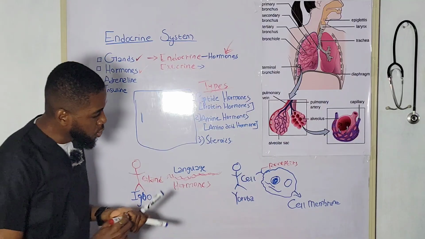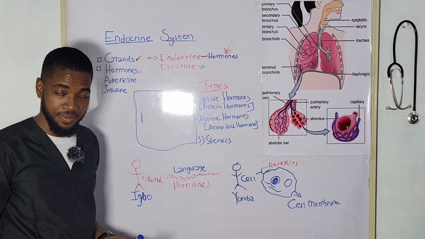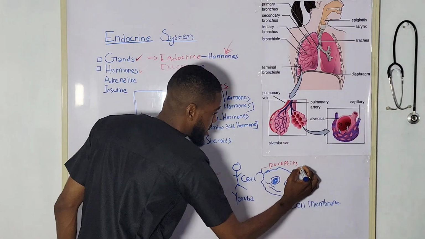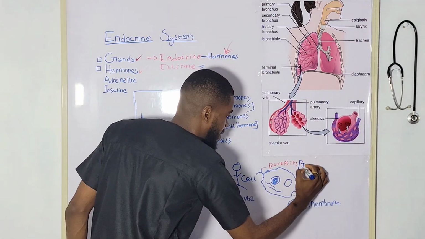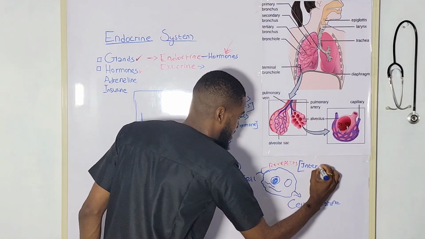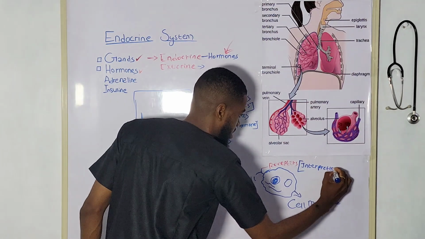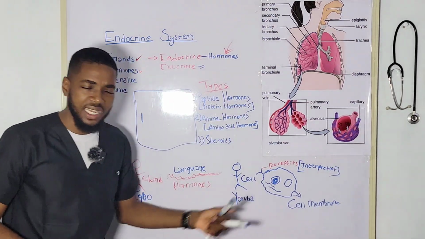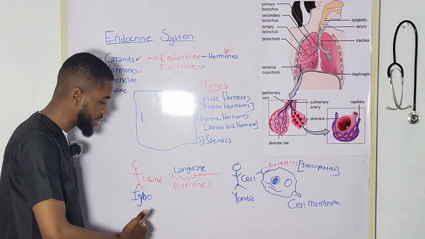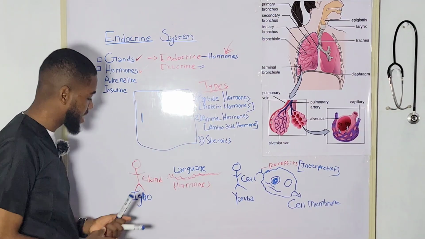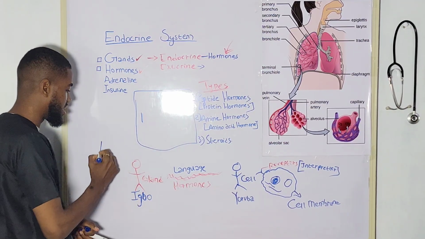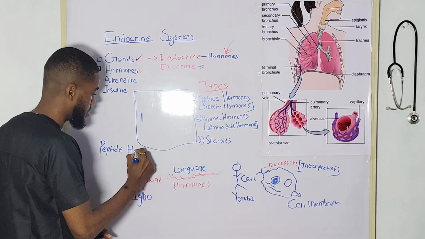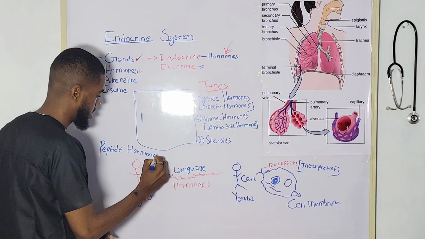So I want you to look at that receptor there as an interpreter. Let's call the receptor an interpreter. Good. Now, if the receptor is the interpreter, it means that whenever I speak Igbo, this is me, under peptide hormones, I have to indicate this here. We are talking about peptide hormones now. I want you to understand.